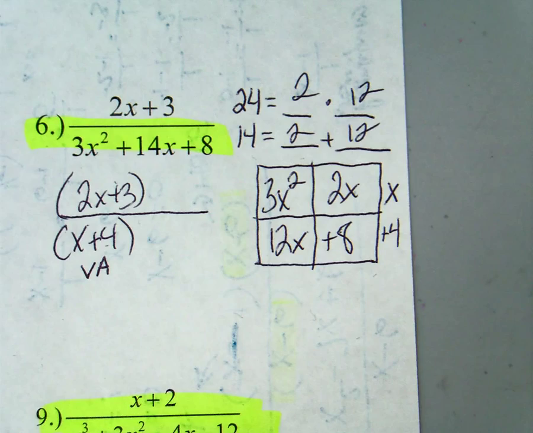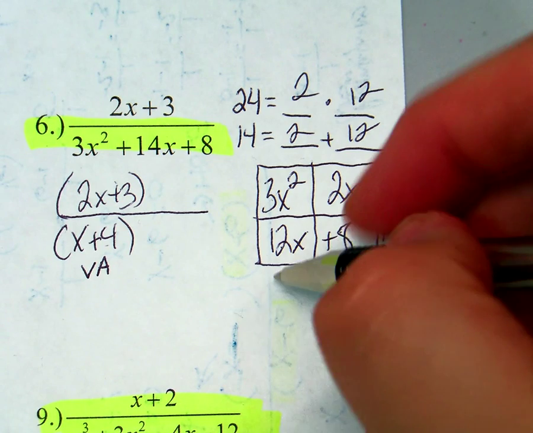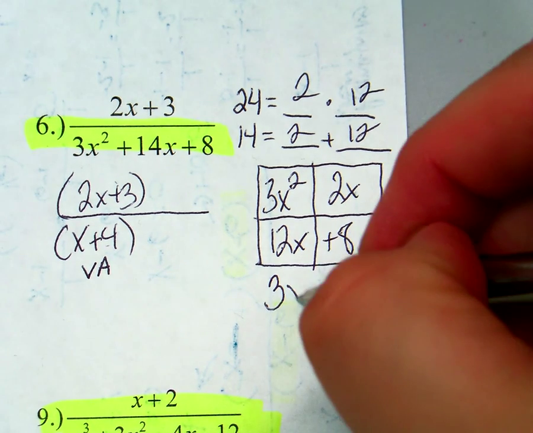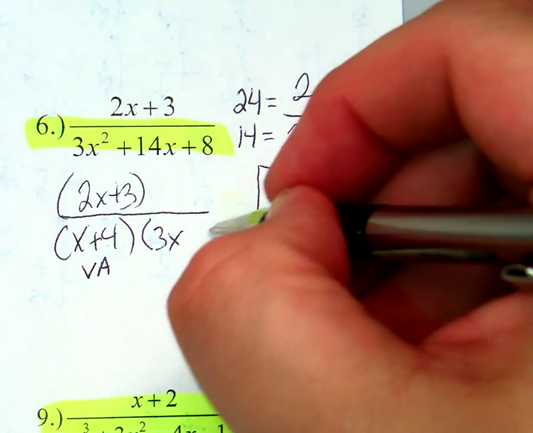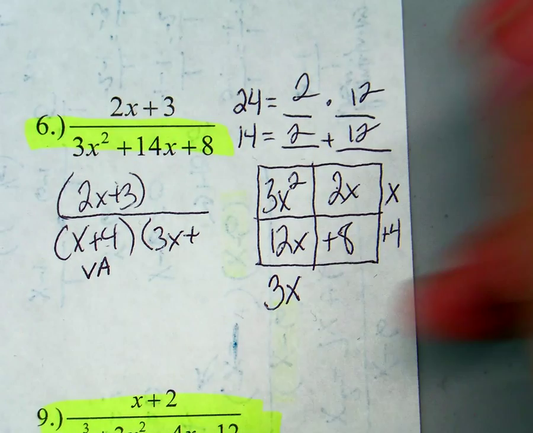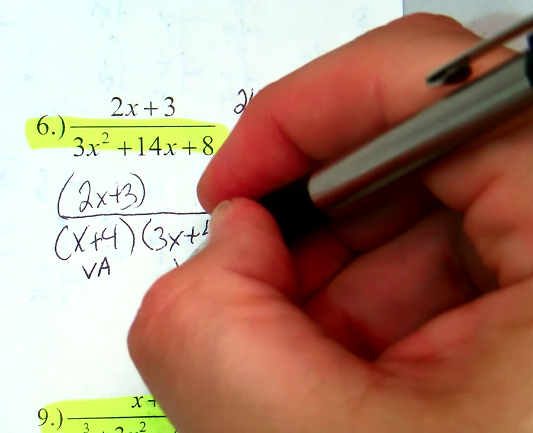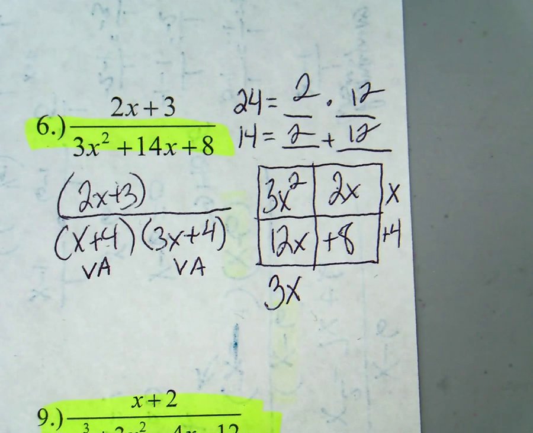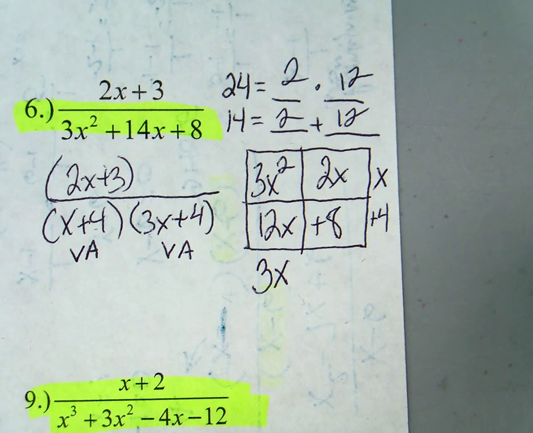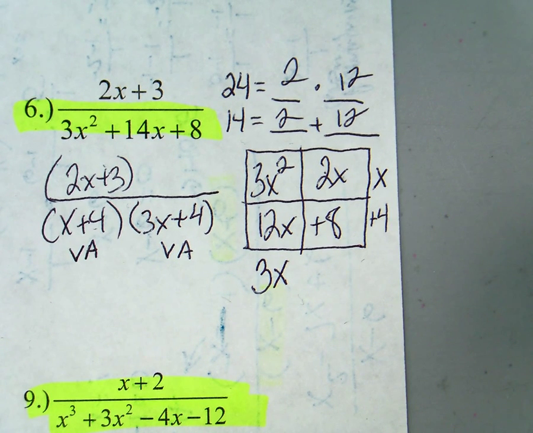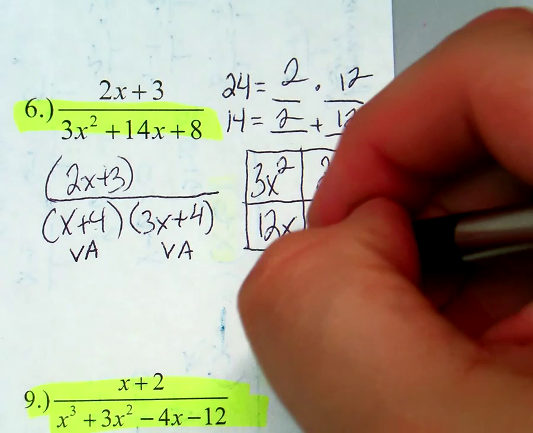Now, here, 3 and 12, that's a 3 and that's an x. So I know I'm going to get 3x. That's positive, so plus. 2 and 8, that's a 4. So that's a vertical asymptote too because that's not divided out. You can't divide any of that out. So I have 2 vertical asymptotes now. Oh, 2. You're right, that's a 2.